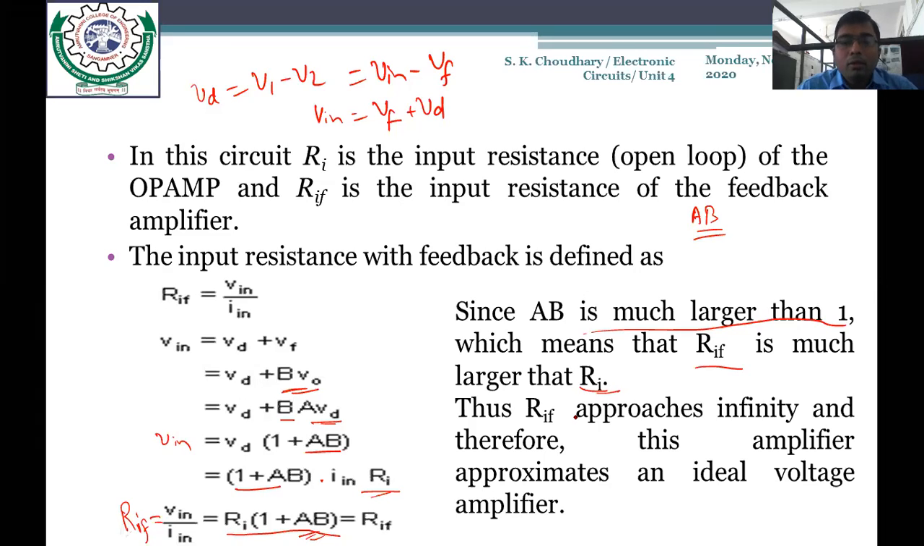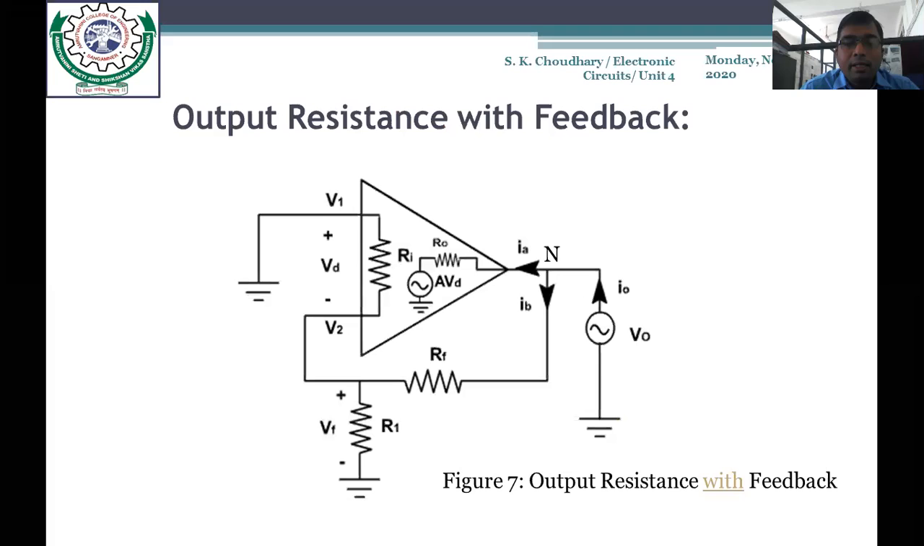Okay, now we have to calculate the output resistance with feedback. This is the circuitry for the output resistance with feedback. If you refer to figure 6 for the calculation of input resistance and this output resistance, there are some changes we have done. First of all, we have grounded the non-inverting terminal. Vin has been shorted, so the non-inverting terminal voltage is ground or 0 volt, because we are calculating the output resistance. So we connect one output voltage source at the output network, called V0.